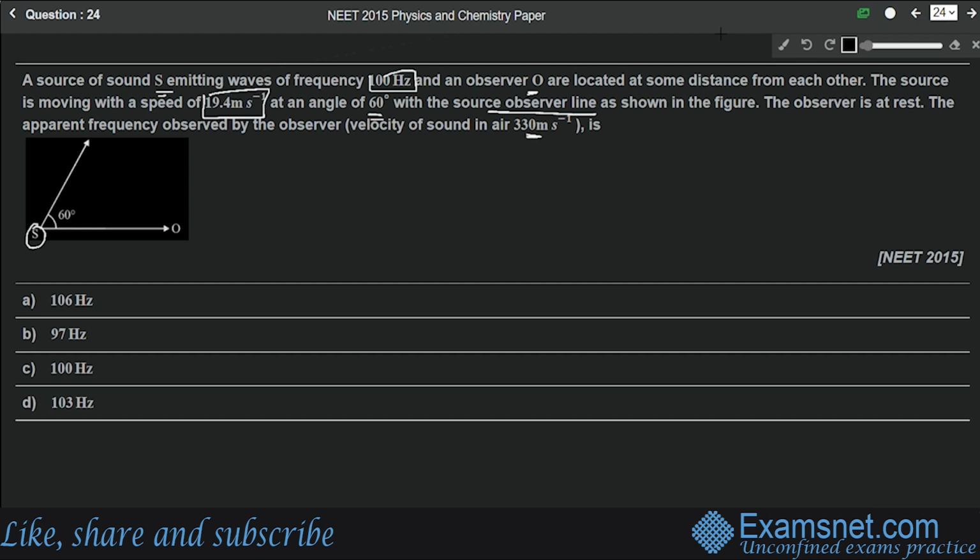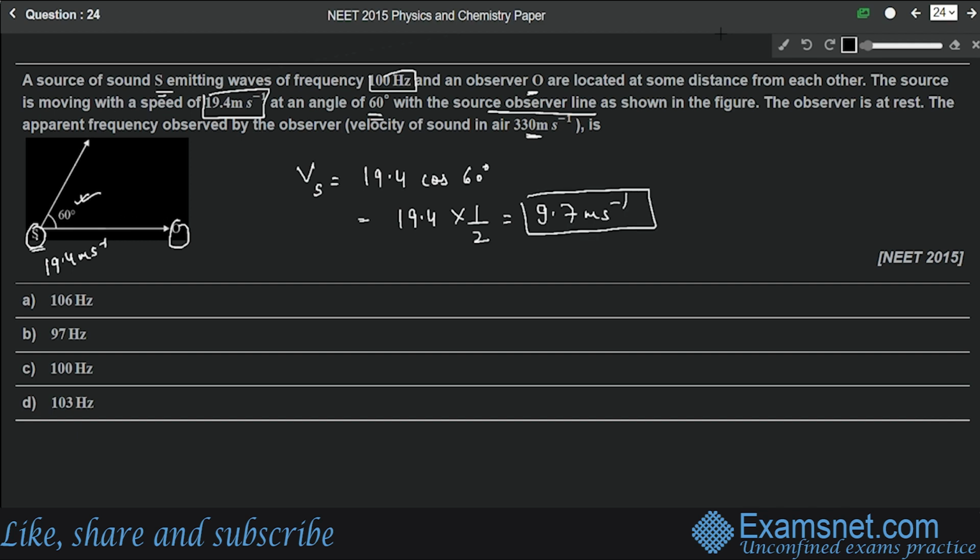So you can see this is the source S, this is the observer O in the figure. This source is moving at a speed of 19.4 meter per second, making an angle 60 degree with this source observer line. So what will be the effective speed of the source? The effective speed of the source will be 19.4 cos 60 degree, along this line. So 19.4 cos 60 degree is half. So we'll get 9.7 meter per second. This is the speed of the source. And what about the speed of the observer? It is 0 because the observer is at rest.